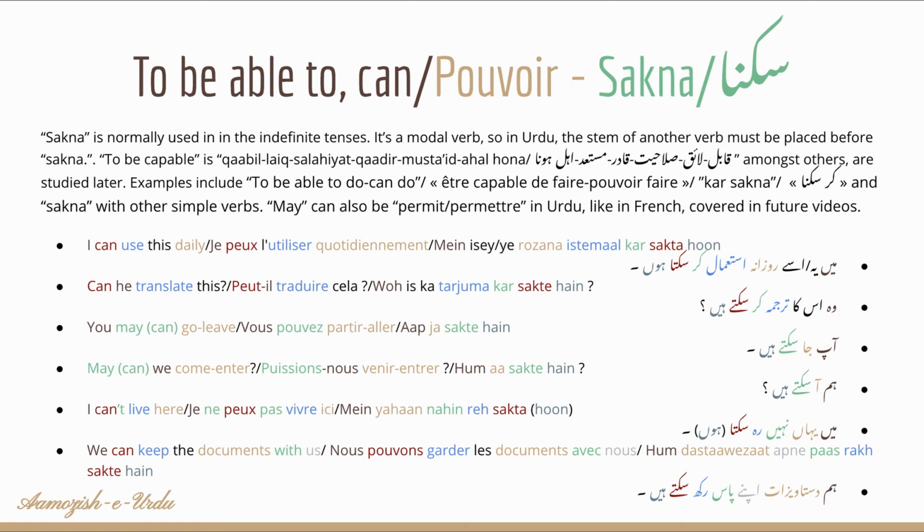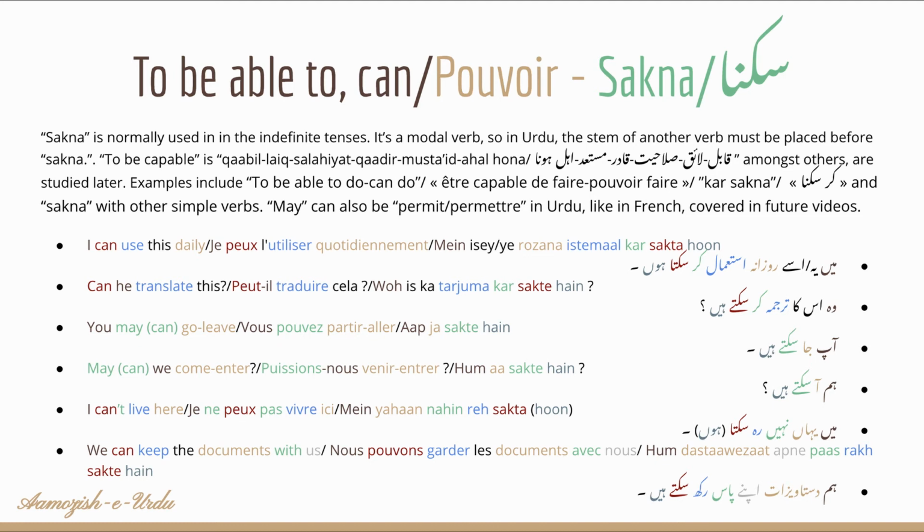And हूँ. So because this is a negative sentence, the हूँ is optional. And हूँ is very rare, like the "to be" at the end is rarely optional. It's almost only optional when you're in the indefinite present tense and when it's with the negative. So the last one is, we can keep the documents with us. हम दस्तावेज़ात अपने पास रख सकते हैं.